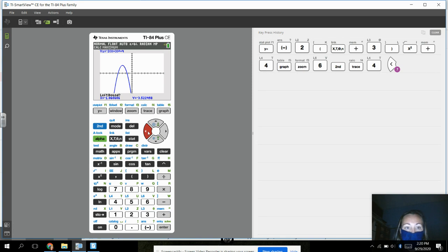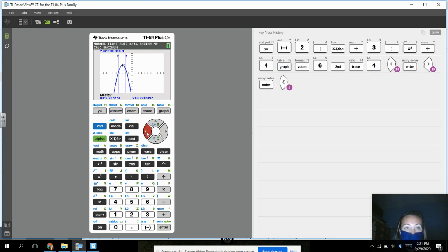So I'm going to keep hitting the left arrow over the top until I get over here. Now I'm on the left side of the maximum value that I'm trying to find, which is my vertex. So I hit enter once I'm left. Then in the bottom corner, it's now asking you to go right bound. So now I'm going to hit the right arrow until I'm on the right side of it. And then I'm going to hit enter.